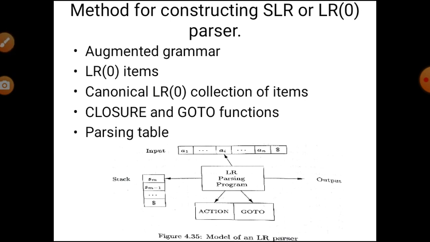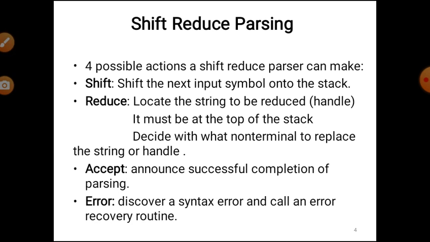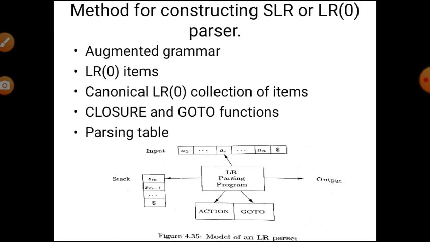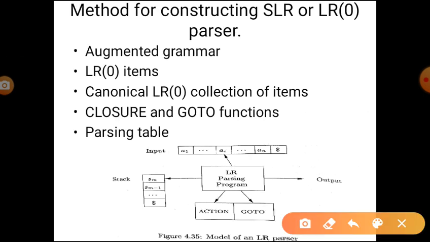Now we are going to construct the SLR parser. So for this construction, we need augmented grammar, we need LR of 0 items. So likewise, we have the different concepts. We make use of canonical LR of 0 collection of items, and we make use of 2 functions, closure and goto functions, and using this we will be constructing parsing table.